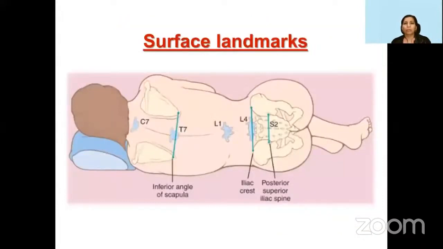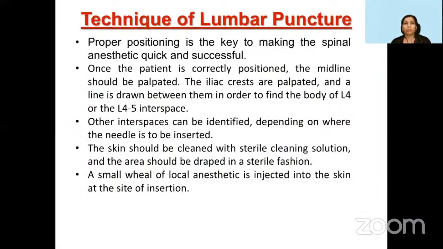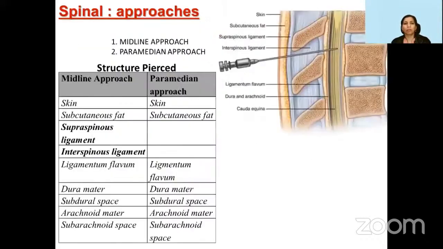So this slide again shows the surface landmarks. Proper positioning is key to making the spinal anesthetic very quick and successful. After correct positioning, the midline should be palpated and the interspace identified depending upon where the needle is to be inserted. After the skin is cleaned and under all aseptic conditions, a small wheal of local anesthetic is injected in the skin at the level of the block.